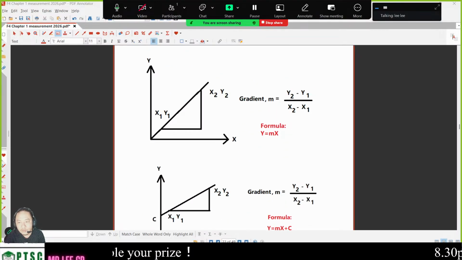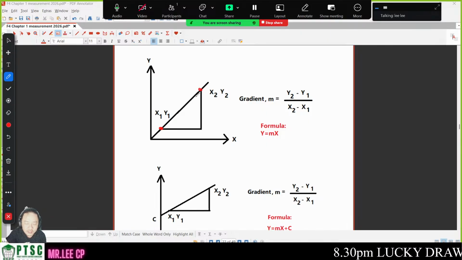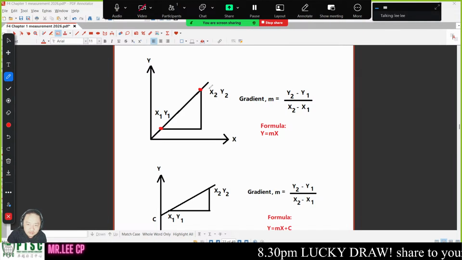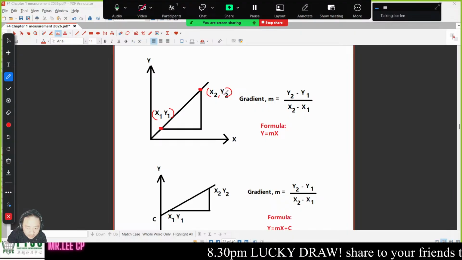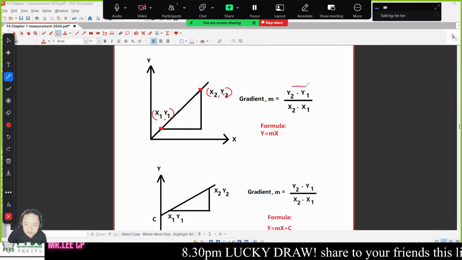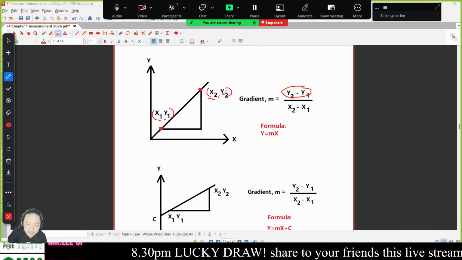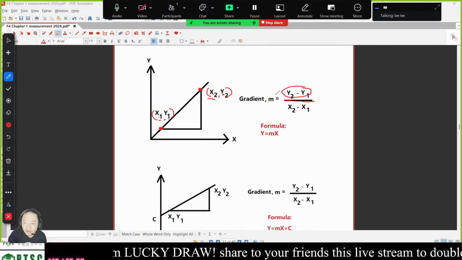Now the next thing is I want to teach you how to find the gradient. The gradient of the graph: you can simply take 2 points in the graph, as long as they are on the line. Take the coordinates of x, y here and x, y here. Now you use y2 minus y1 divided by x2 minus x1. You just simply take this one minus this one over this one minus this one. Then you will get your gradient.